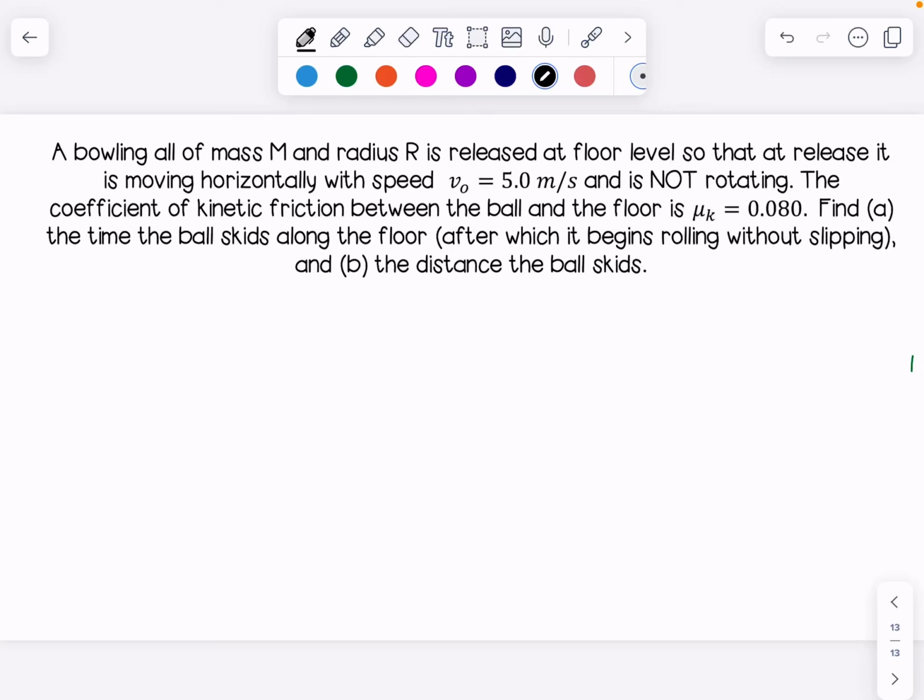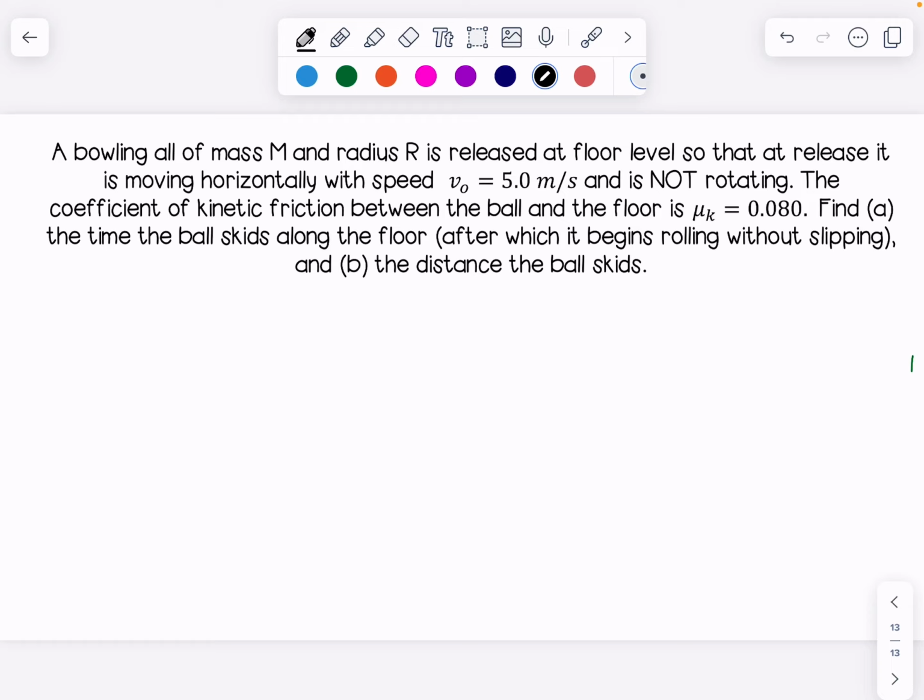All right, so in this example, we have another idea of something that is both rotating and moving and whether or not it's slipping. And we're going to analyze this through a different view. The other one, we just said, hey, it wasn't slipping from the beginning. In this one, there is slippage to start.